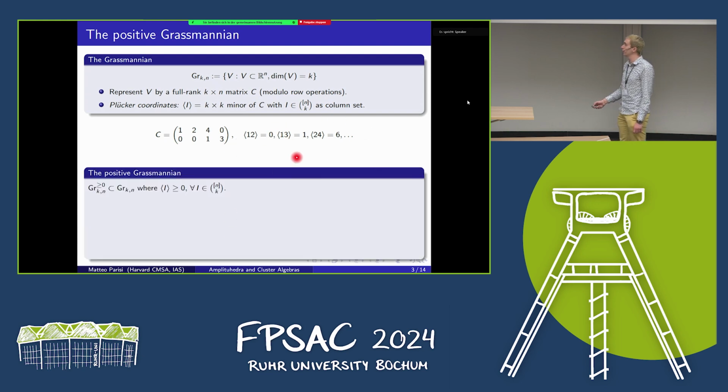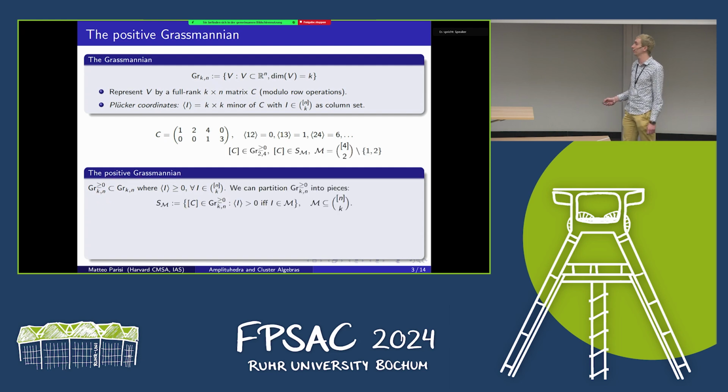Today I want to focus on a nice subset of the real Grassmannian, which we've also seen in previous talks this week, called the positive Grassmannian. Formally, this region is called the totally non-negative Grassmannian, and I'll denote it as Gr(k,n) greater than or equal to 0. It is the subset of the real Grassmannian where all the Plücker coordinates are non-negative.